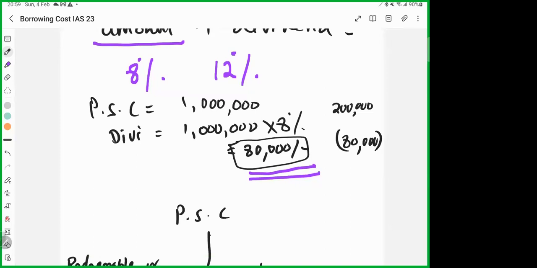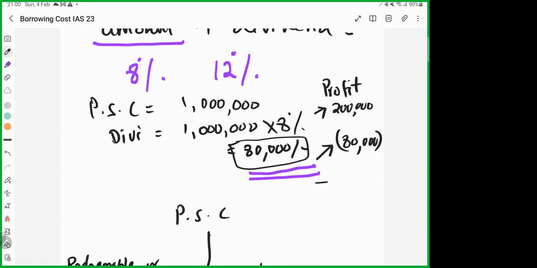My profit is 200,000 here, correct? And the dividend that I should pay, how much? 80,000. So do I have sufficient profits to pay dividend or not? Profit, after deducting all expenses, I have profit of 200,000, but I need 80,000 as dividend. So I have sufficient, right? Yes, enough. Correct. Very good.